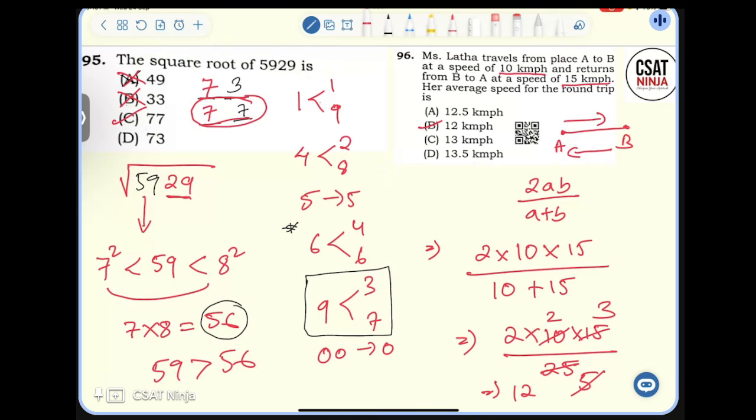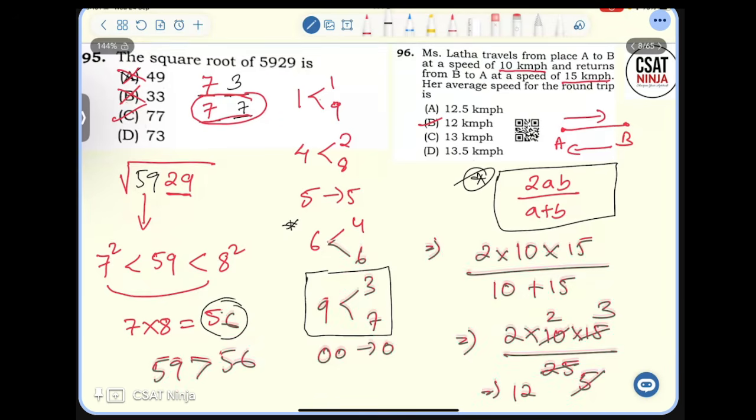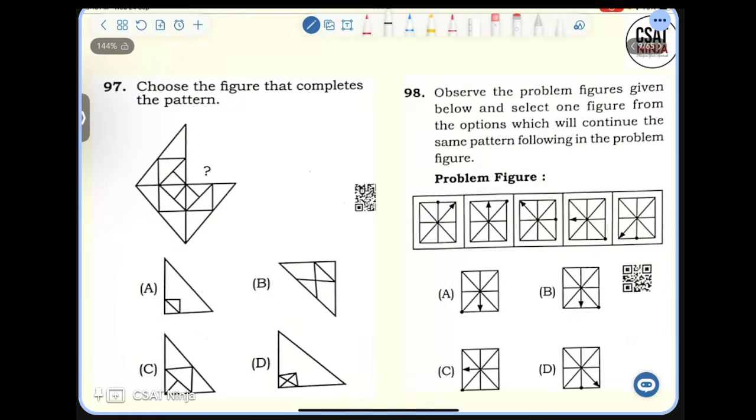Are you guys following? The formula is this one. It's just directly formula based. Okay, let's go to the next.